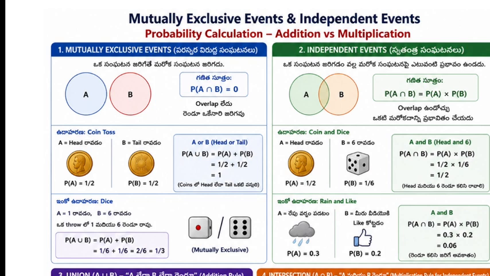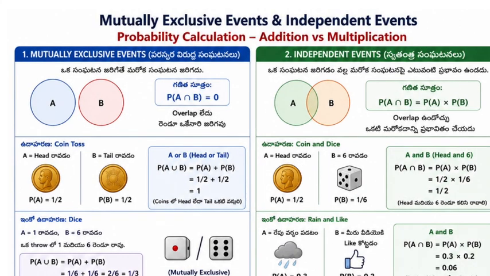Whatever result comes in a trial, we call that an event. When we flip a coin, if we get a head, head becomes an event. If we get a tail, tail becomes the event. Coming to mutually exclusive events, when the head event comes, the tail event doesn't come. When such events are there, we call them mutually exclusive events.